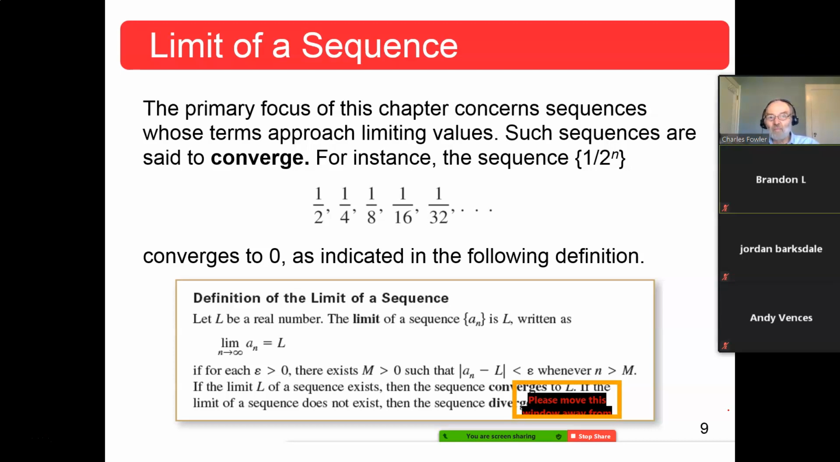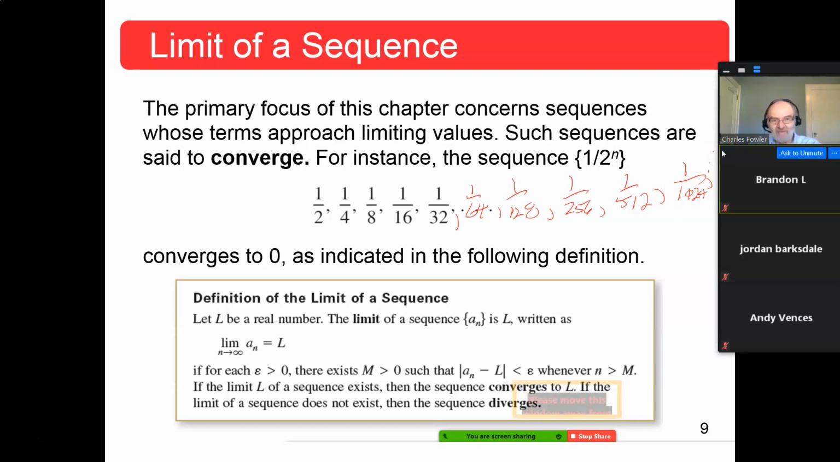And here's a sequence: 1 over 2 to the n. 1 over 2 to the first is 1/2. 1 over 2 to the second is 1/4. 1 over 2 to the third is 1/8. 1 over 2 to the fourth is 1/16. 1 over 2 to the fifth is 1/32. 1 over 2 to the sixth would be 1/64, then 1/128, 1/256, and so on, 1/1024, blah blah blah.